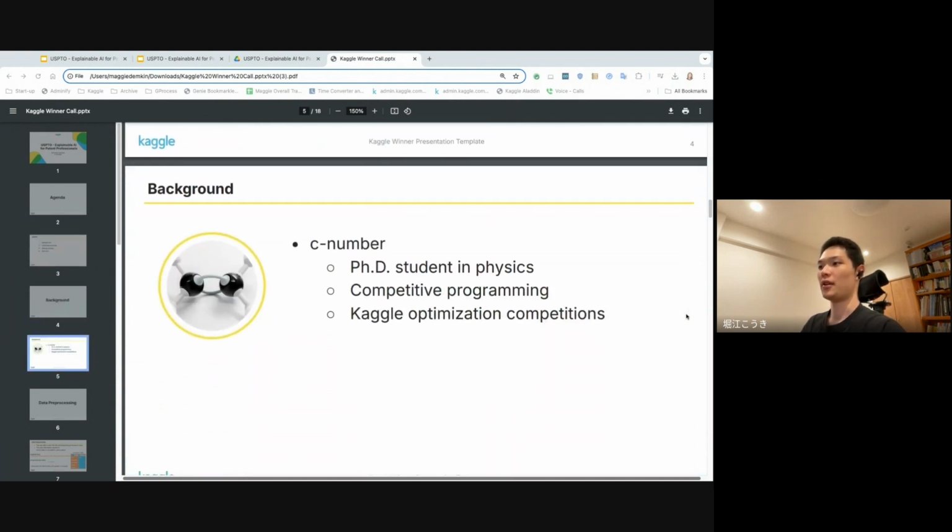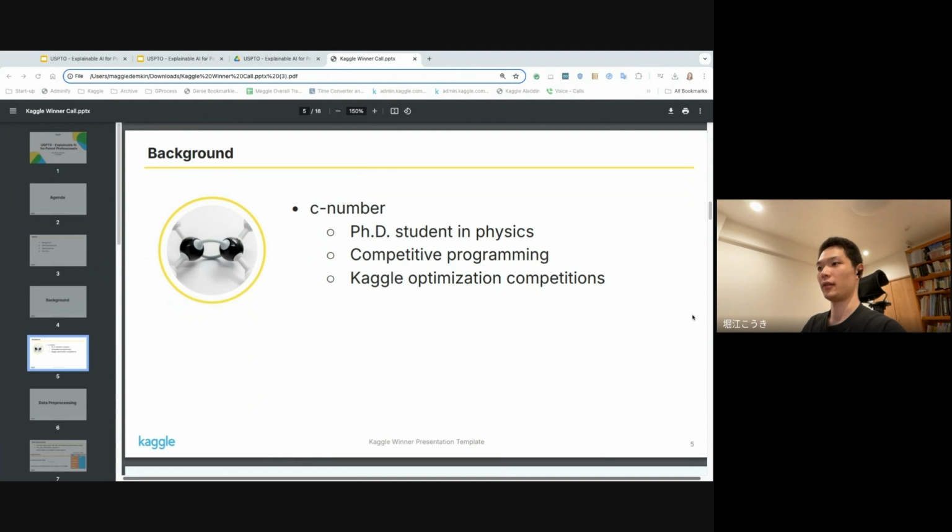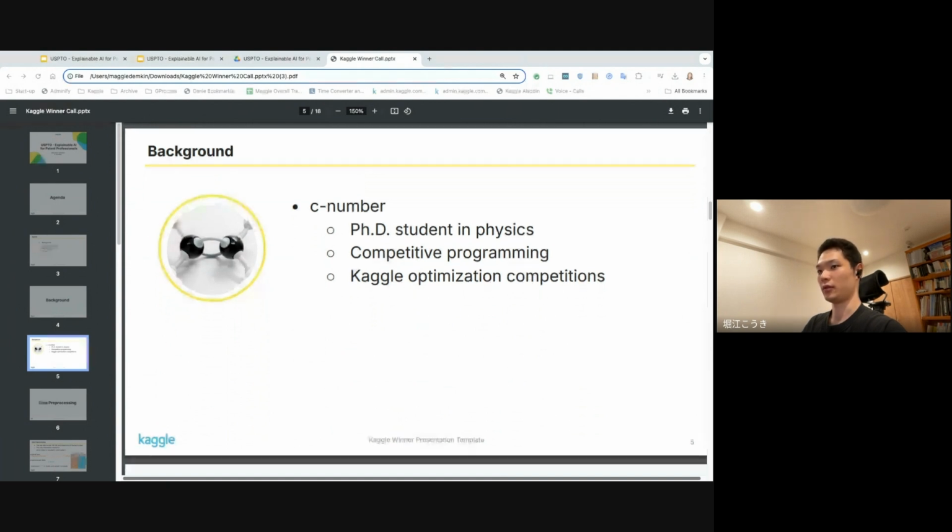I'm Z Number, a PhD student in physics in Japan. I enjoy playing competitive programming and joining Kaggle competitions, mainly the optimization ones such as this challenge and the ones held on Christmas. Now let me move on to the solution.